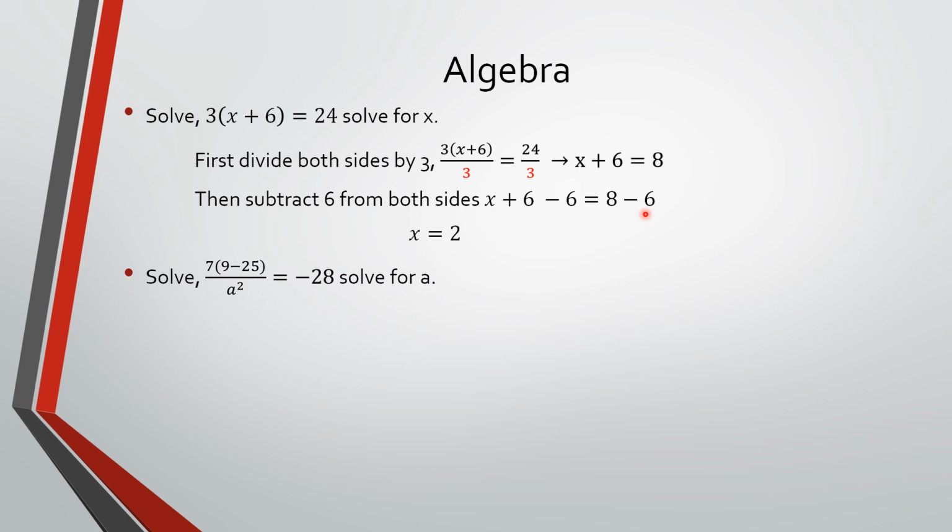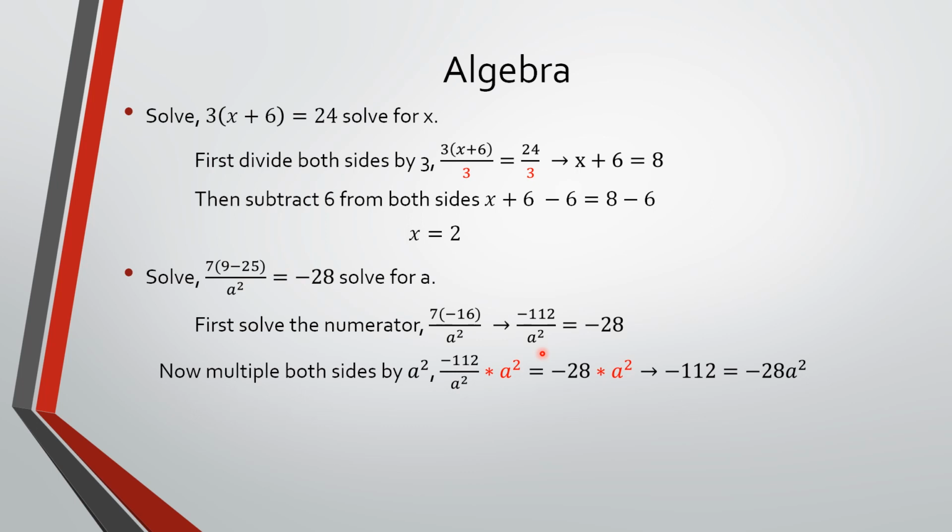Here, we want to solve this equation. It equals negative 28. So this is slightly more complicated. We want to solve for a, the a is what we don't know. First, solving the numerator might be the easiest way to begin. So we subtract these two values, we get negative 16, we multiply it by 7, we get negative 112. So we've simplified the look of the expression.